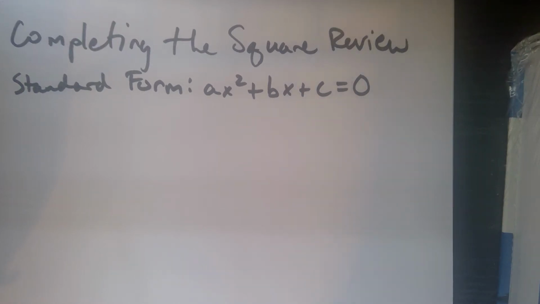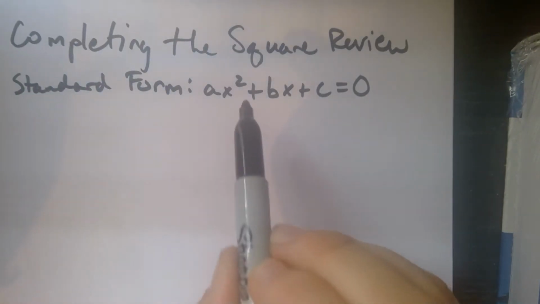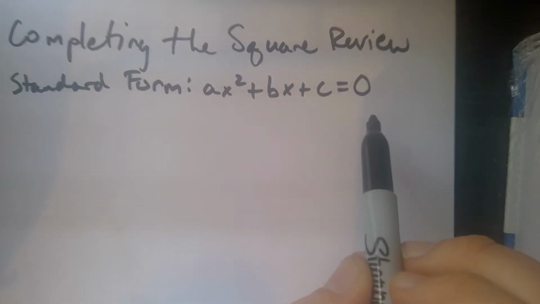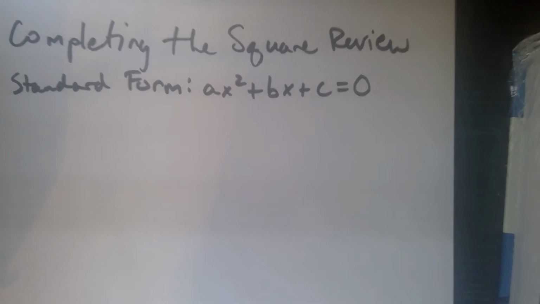This video will be reviewing completing the square. When we're solving by completing the square, we must be in standard form: ax squared plus bx plus c equals 0. It must equal 0. So we're going to go through a problem, and then you're going to work one side by side.